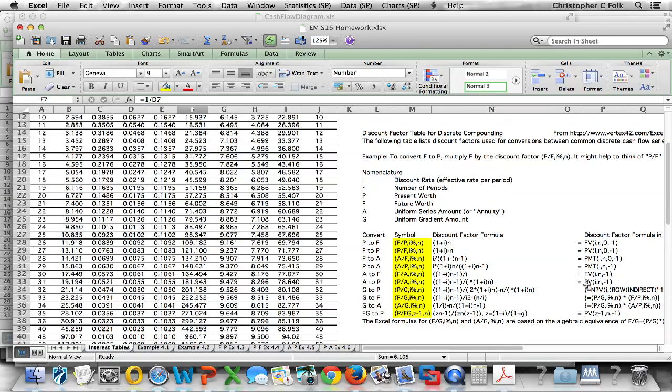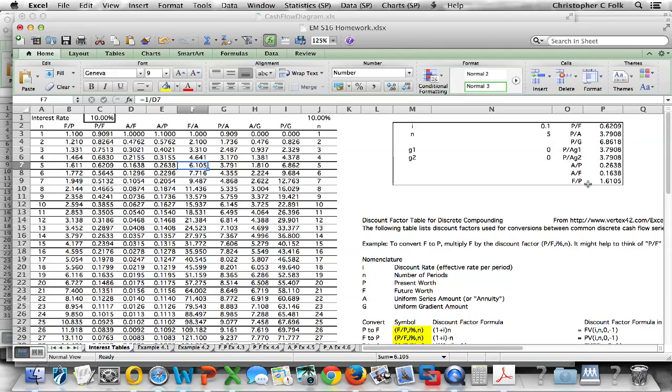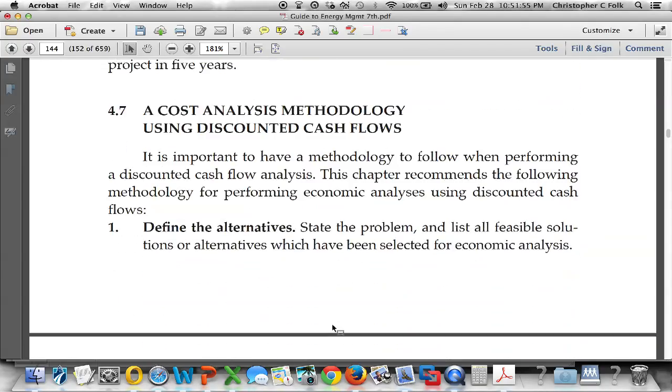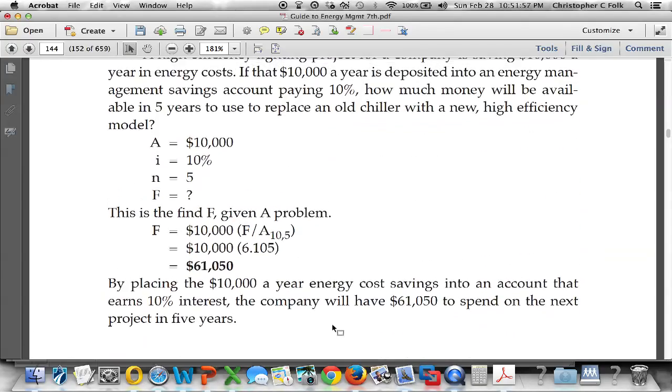I think it's probably worth pointing out here that find F given A and find A given F, we'll just leave it there. So there's the formula we needed. This table didn't do everything we wanted it to do, but we do know that if we multiply the 6.105, just like it shows in the book, 6.105 times 10,000, there's our value. All right, so that was the start of this.